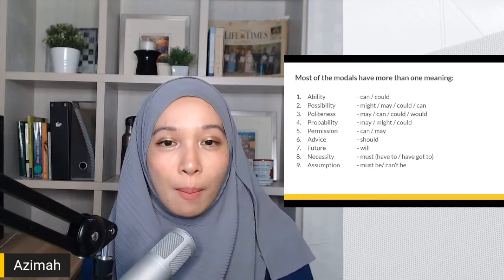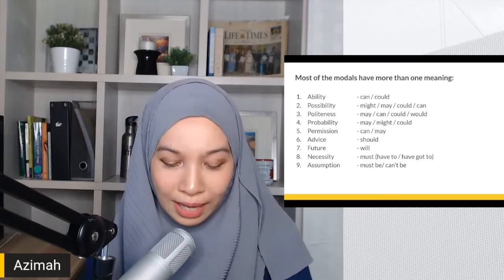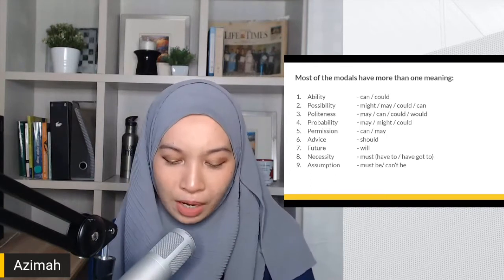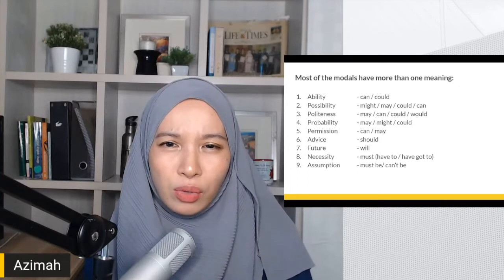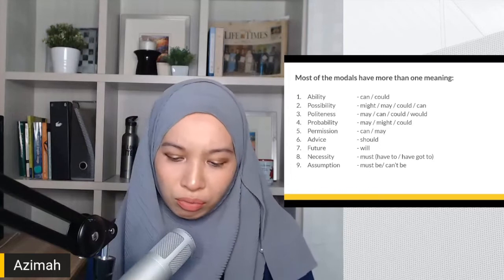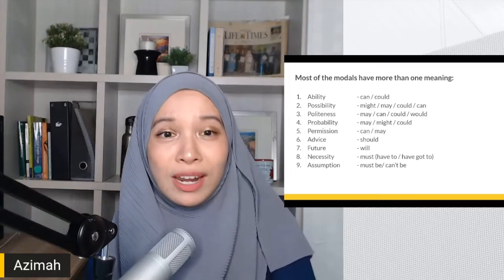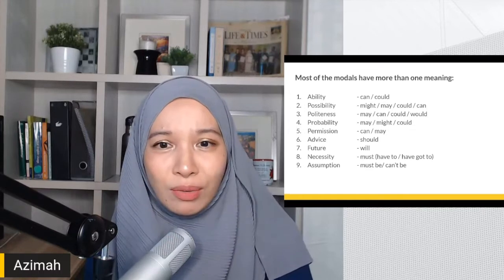The fourth meaning is probability. For probability, we've got may, might, and could. For example, I might look outside the window and say, oh, it might rain, so we should bring an umbrella, right? It might rain, or it could rain. It could be raining outside.